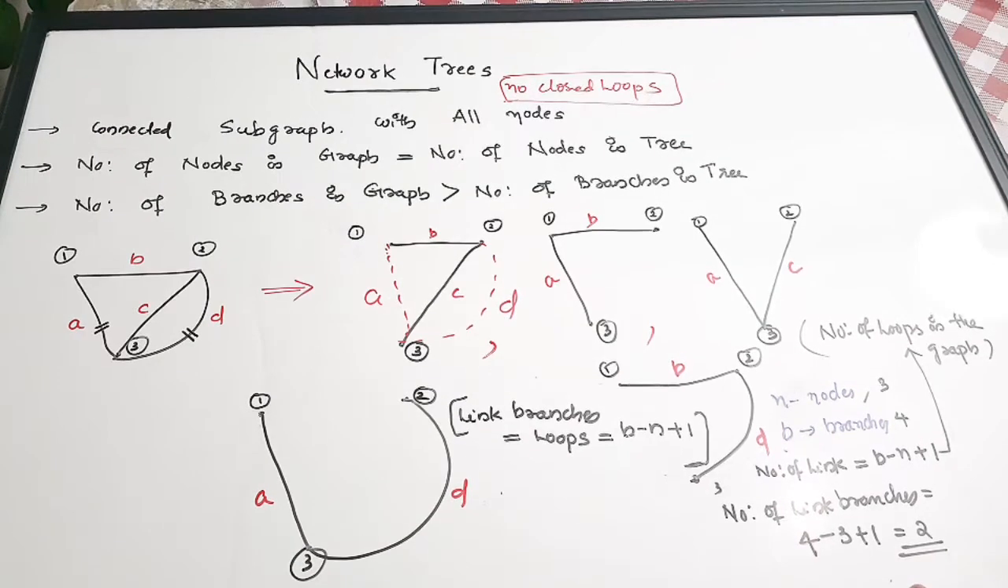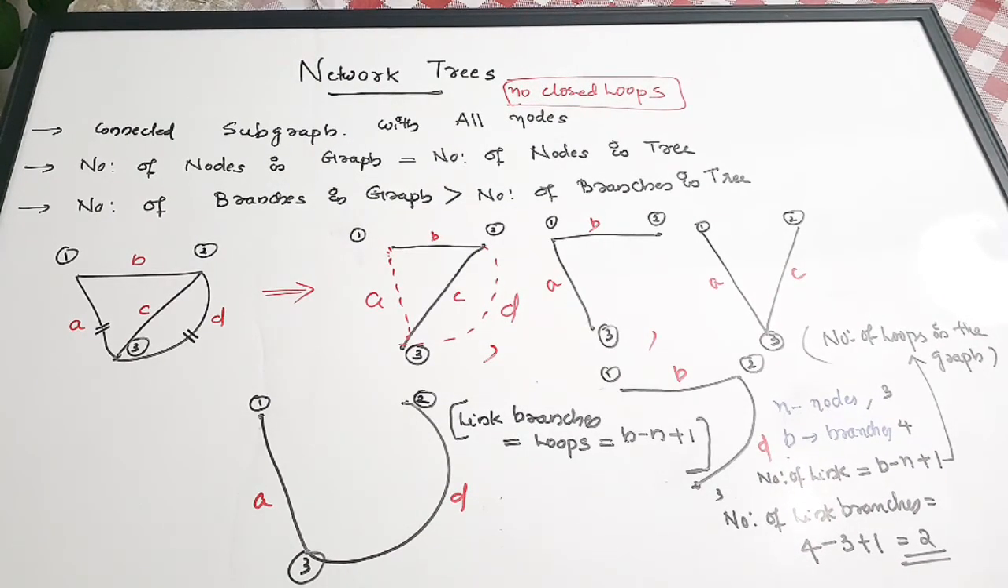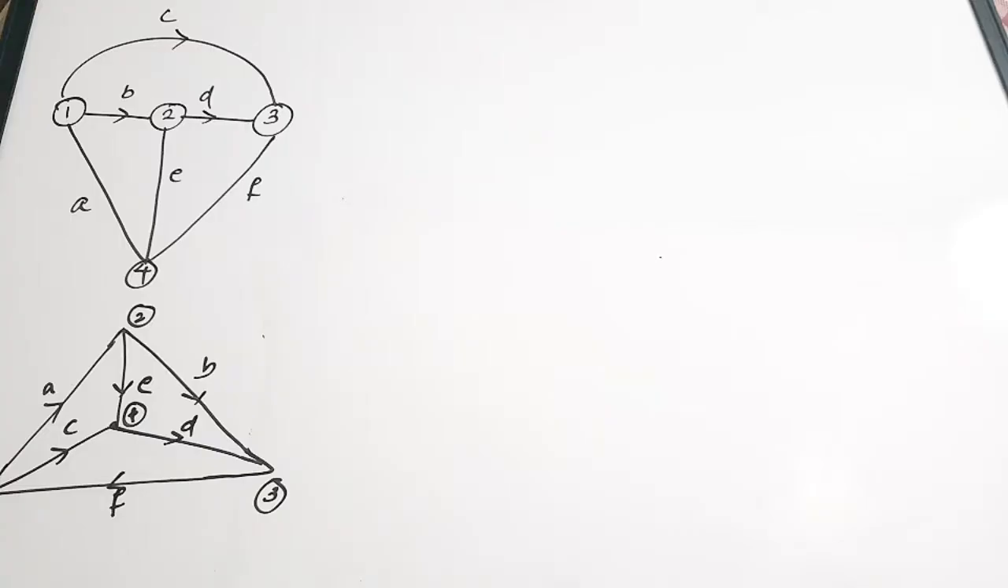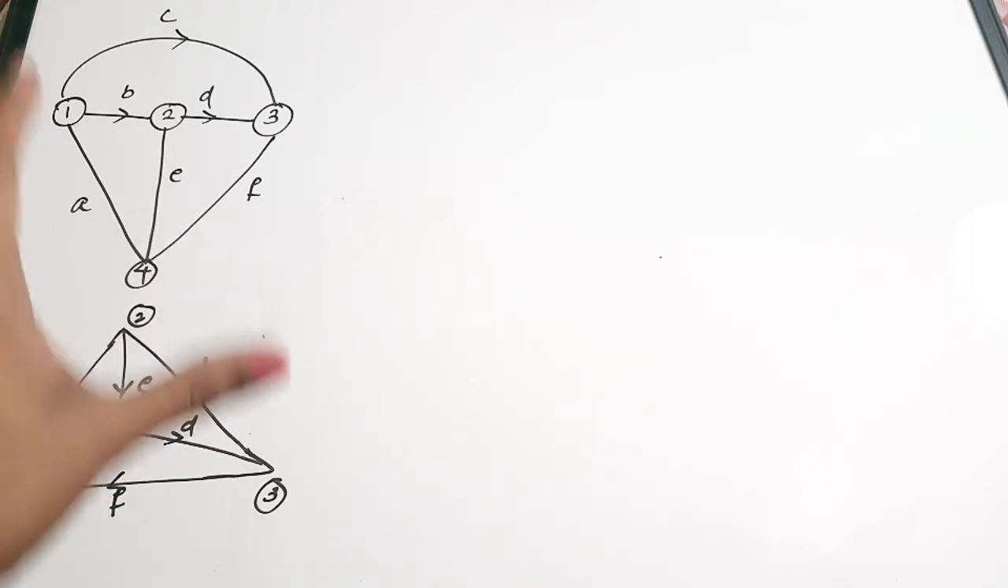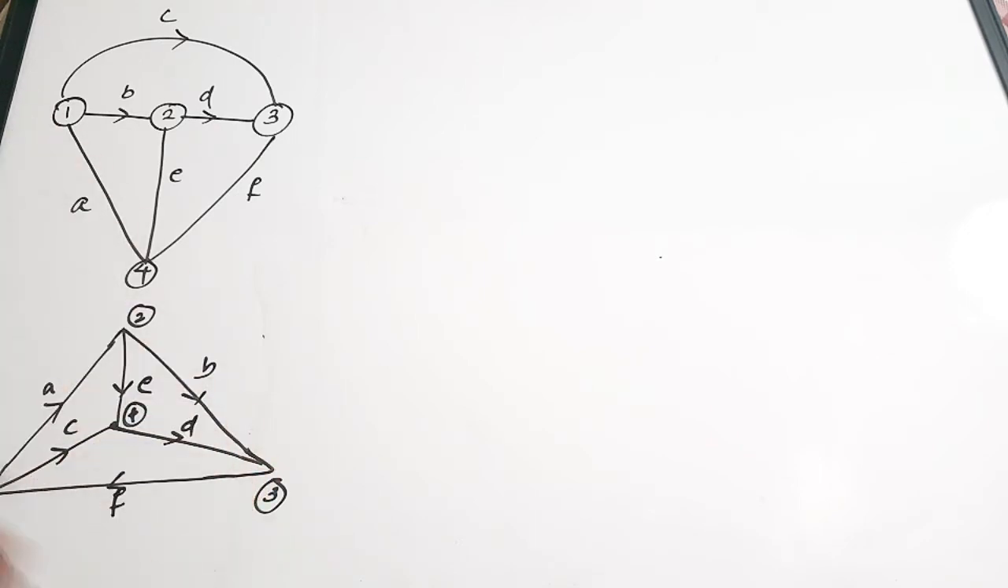So we have discussed what a tree structure is, what a core tree is, what link branches are, also the equation for finding the link branches, and also the number of loops. Next, we have discussed the basics of network trees, the core tree, and also the link branches. So next we are going to discuss, if a graph is given to you, how can you say by looking at the graph how many trees can be formed?